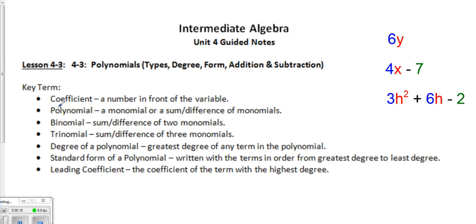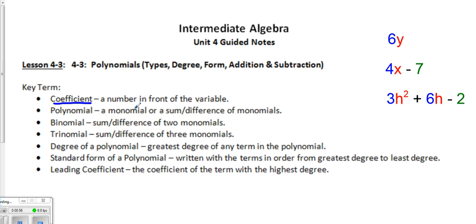First off, we have coefficients. I'm going to underline that one in blue. That would be all of these numbers in blue over here. It's just the number that's in front of the variable. So it means this number, like 6, is being multiplied by y. So y is the variable, 6 is the coefficient. It just means these things are being multiplied. Same thing with like 3h squared. It's 3 times the amount h squared, or h times h. So this one would be 3 times h times h. So coefficient, anytime you see a number that goes along with the variable.